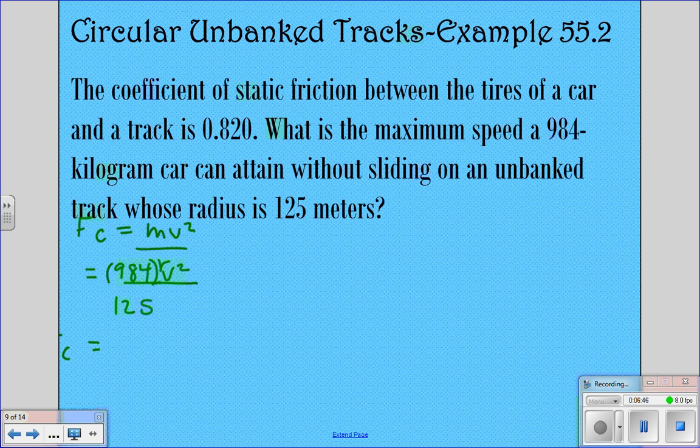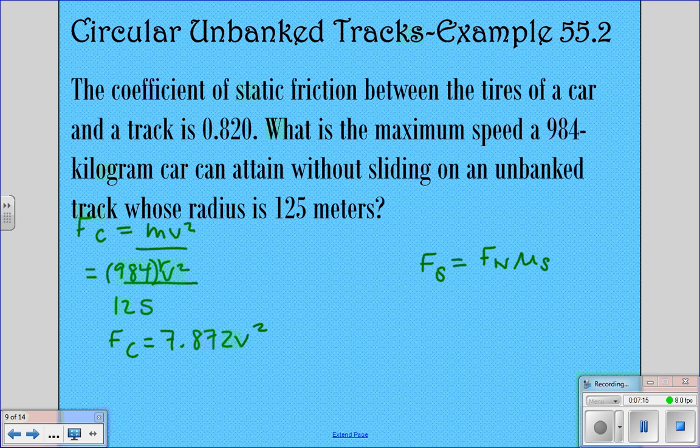And if you simplify that, you get 7.872 times v squared. And now we know that our centripetal force and our static friction are related. They're equal to each other. So we're going to find our static friction using this formula.